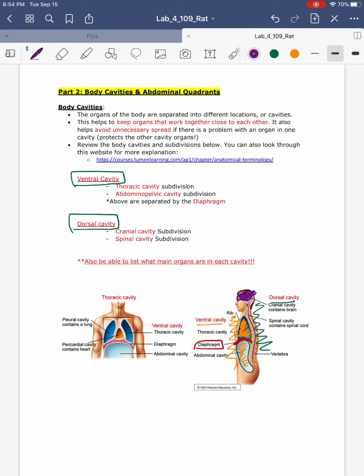On the back side, on the dorsal cavity, we have the cranial cavity. Guess what? Houses the brain. And then we have the spinal cavity. Guess what that houses? Spinal cord. So make sure you know what these cavities are, and make sure that you can list some organs that are in each.